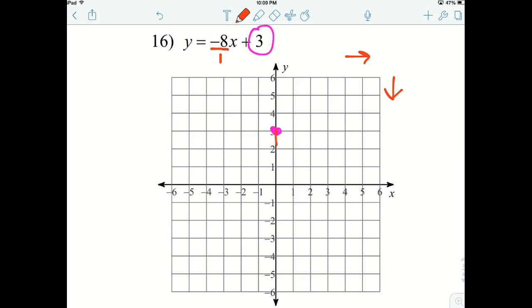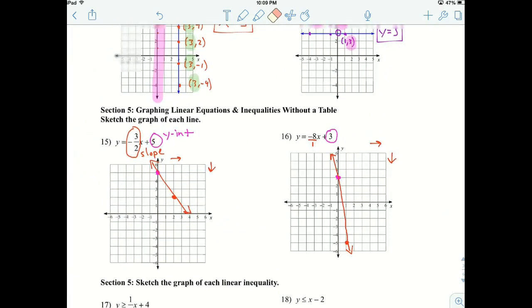So I'm going to go down 1, 2, 3, 4, 5, 6, 7, 8, all the way down to negative 5. I'm going to go over only 1, which means my slope is going to be very steep and very negative. So if I were to sketch this line here, it's a little bit hard to do. It would look something like that. And I can erase my little triangle on the side. So that would be the line y equals negative 8x plus 3, and we are done with that one now.